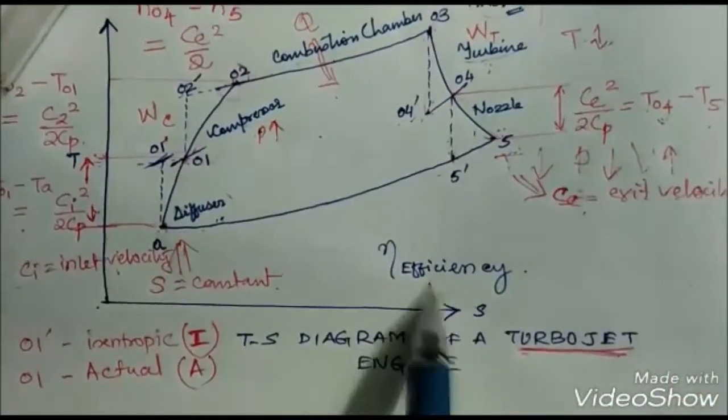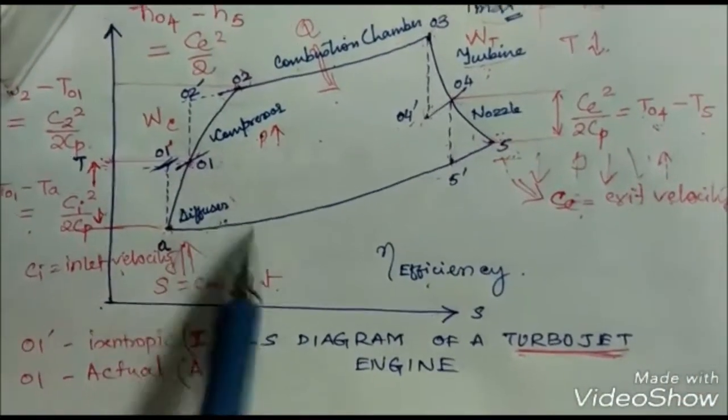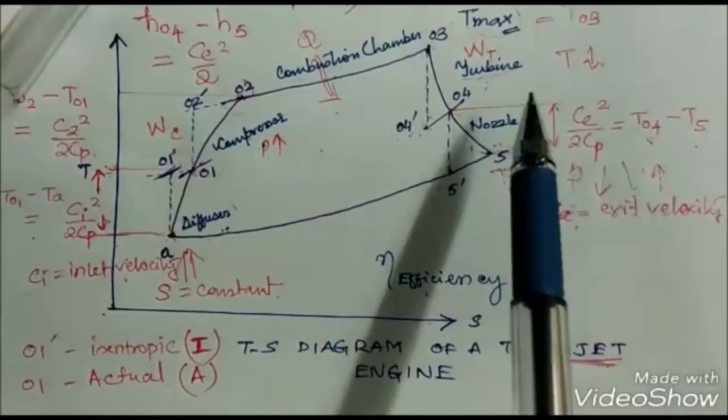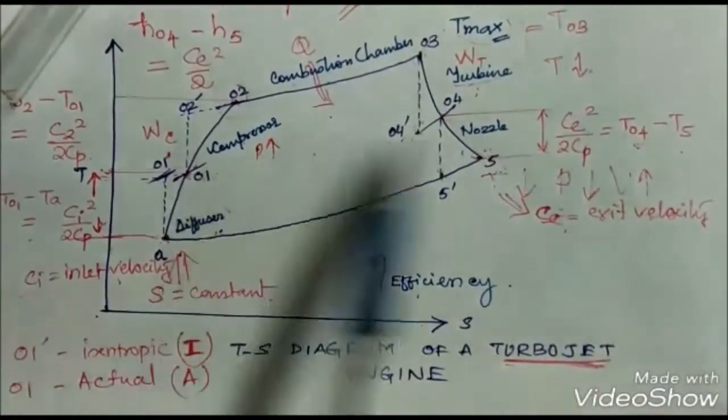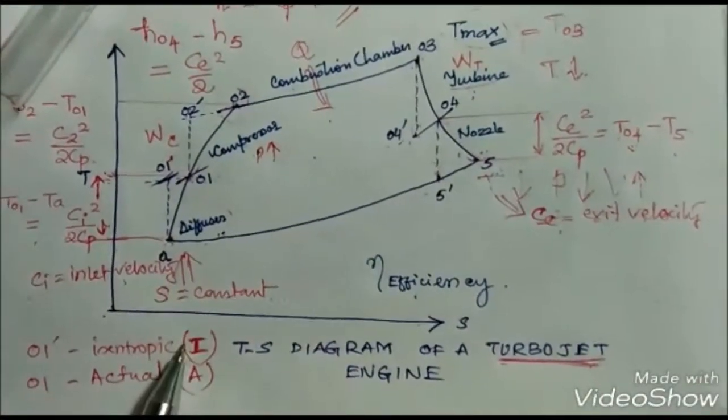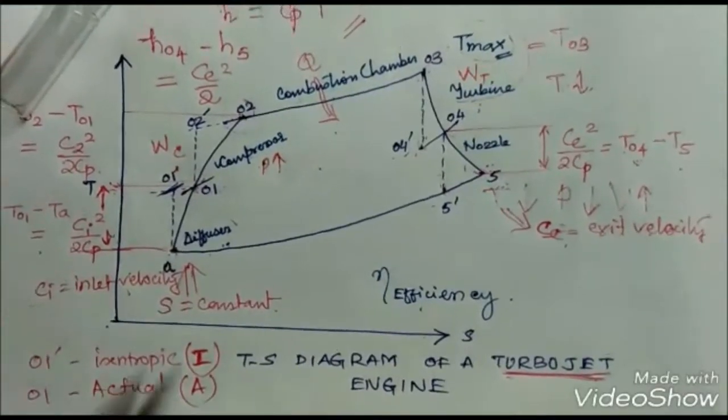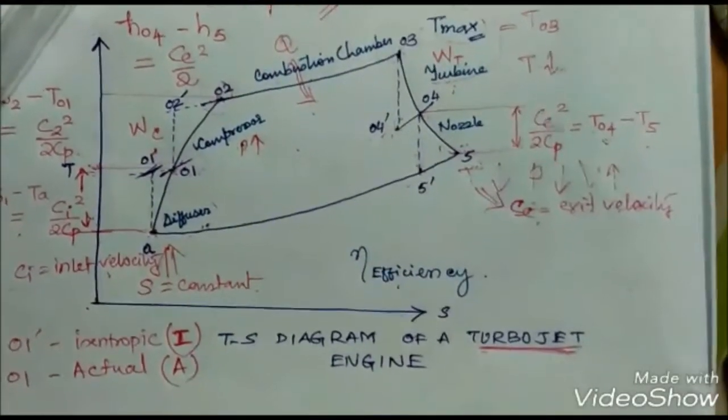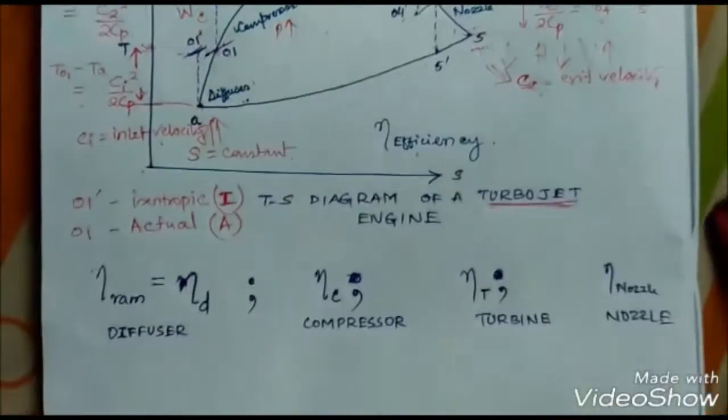Efficiency of a diffuser, compressor, turbine and nozzle. How they are interrelated using their isentropic and actual relation. From an exam point of view, you can easily remember this by using this technique.